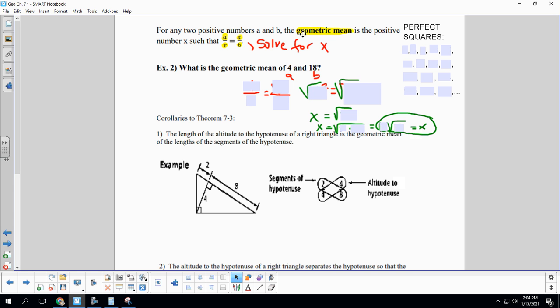Okay, the geometric mean for any two positive numbers a and b is the positive number x such that a over x is equal to x over b. Essentially what we're going to do is solve for x. So when they ask us what is the geometric mean of 4 and 18, we're going to put 4 where the a goes and 18 where the b goes.